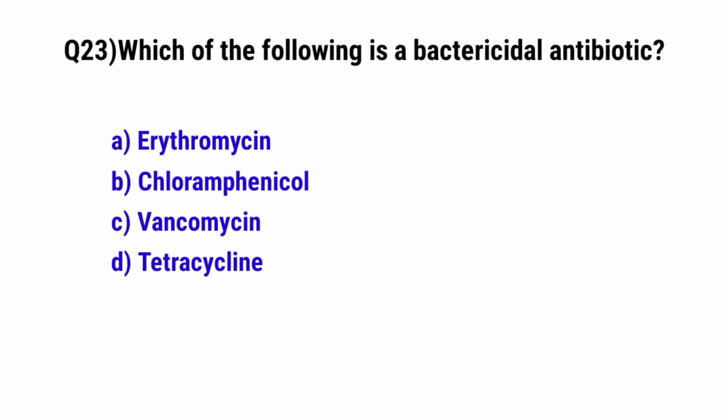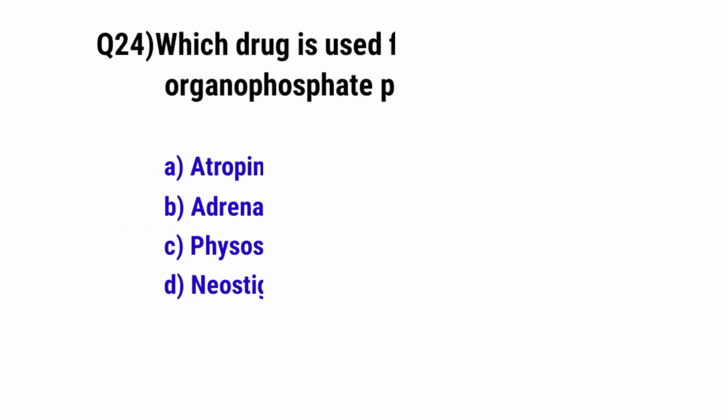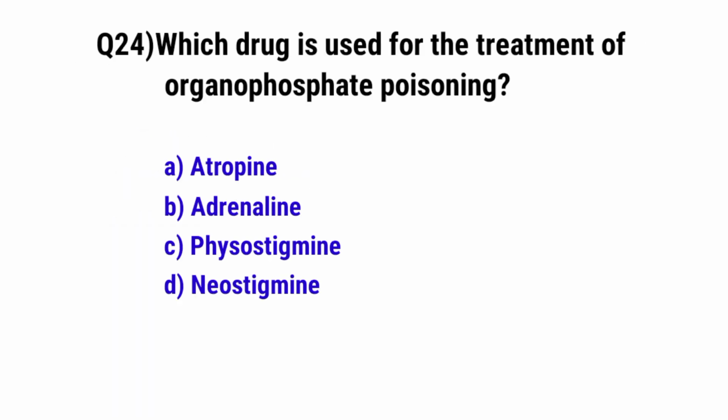Question number 23. Which of the following is a bactericidal antibiotic? The correct option is C. Vancomycin. Question number 24. Which drug is used for the treatment of organophosphate poisoning? The correct option is A. Atropine.